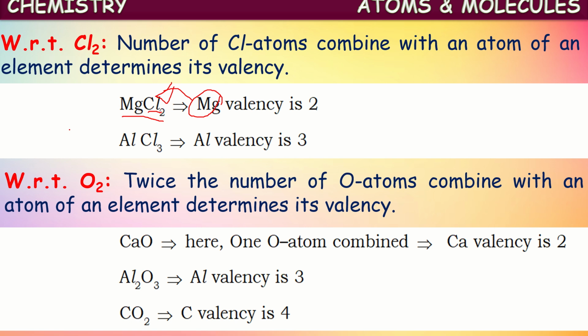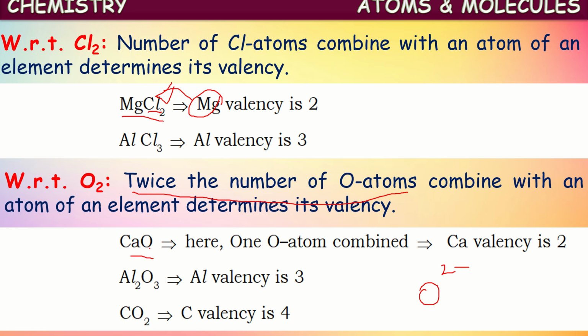Now with respect to oxygen. Everyone knows oxygen valency. Oxygen valency is 2. That means the combining capacity of oxygen is 2. So based on the definition with respect to oxygen, twice the number of oxygen atoms that combine with one atom of an element determines its valence. If you see the examples, we get it.